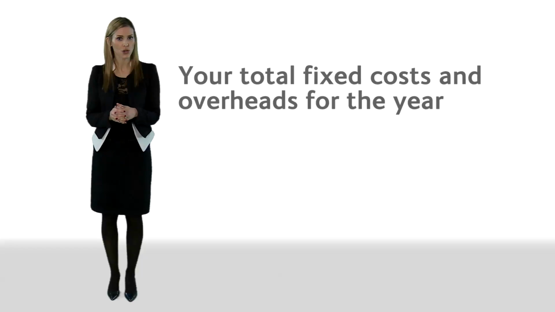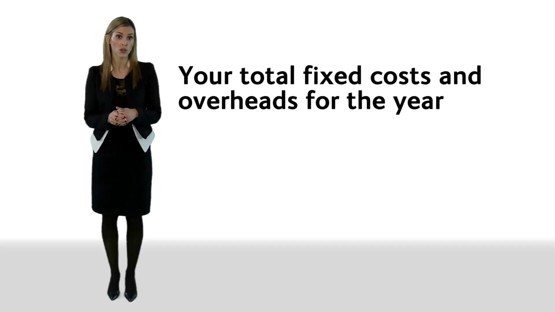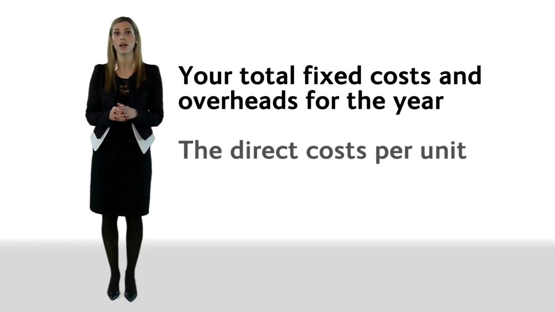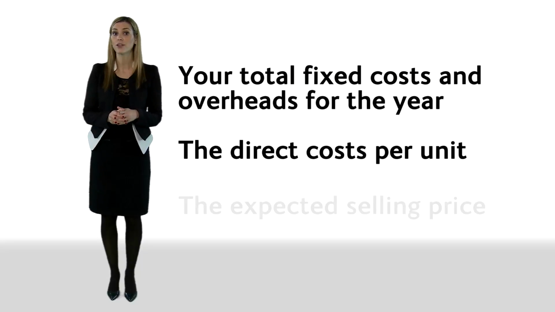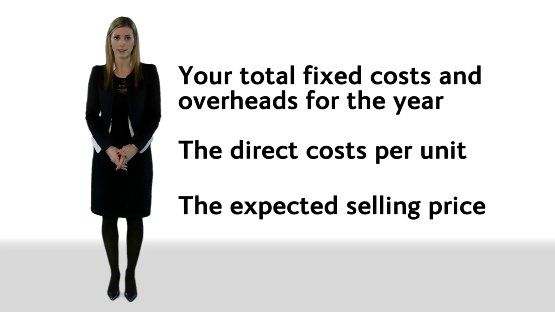How to calculate your break-even point is covered in both this module and pricing for profit. Let me take you through it. You may want to have the webpage available so you can work through the example with me. So, to calculate your break-even point, you need to know: 1. Your total fixed costs and overheads for the year, 2. The direct costs per unit, and 3. The expected selling price.